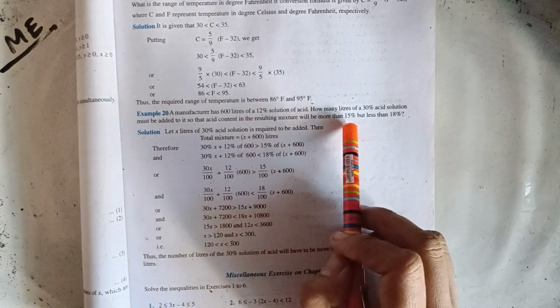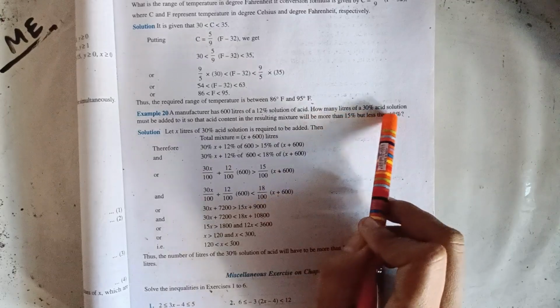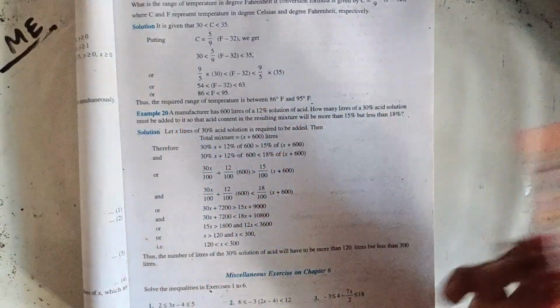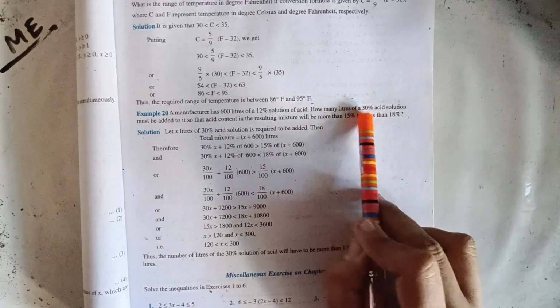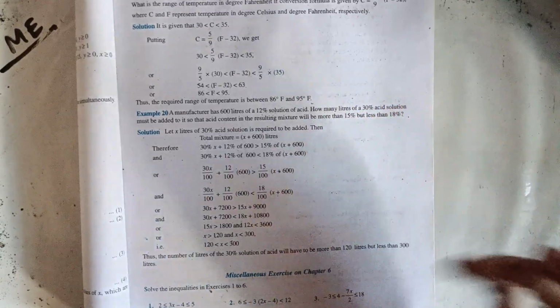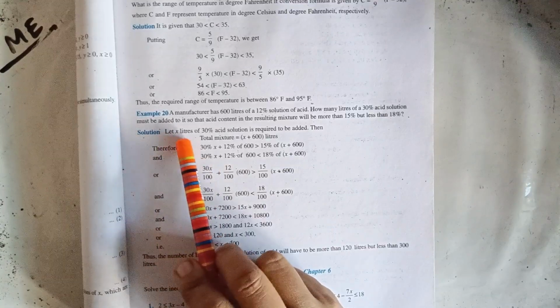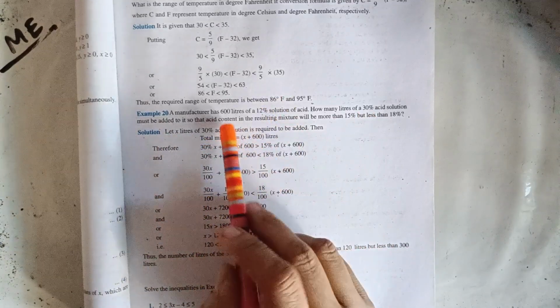Okay. So total, how many liters of 30% acid solution must be added? This percentage of solution is added. Percentage is given. Okay, the number is not given. Liter is not given. So we are taking X as the liter of 30% solution. So total will be what?